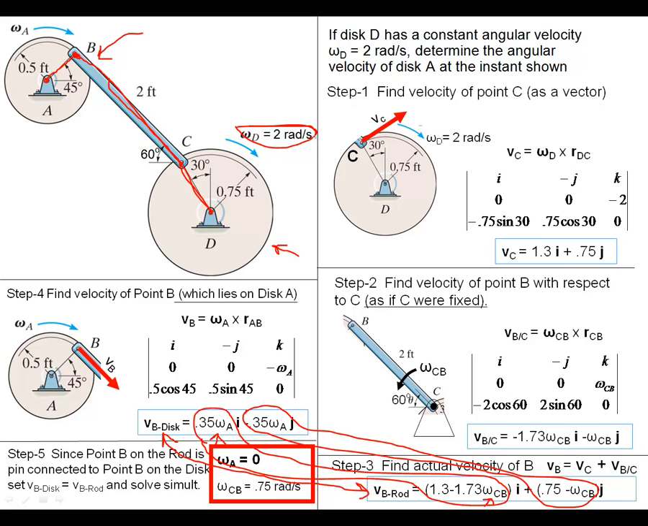disk where we knew the omega, and we worked toward point B. And then we went to the disk where we didn't know the omega and worked toward point B. And once we found two equations for the velocity of point B, we set them equal and solved, and we were able to find both the unknown omegas.